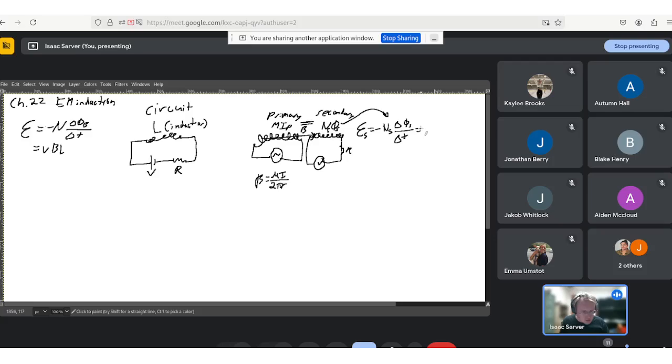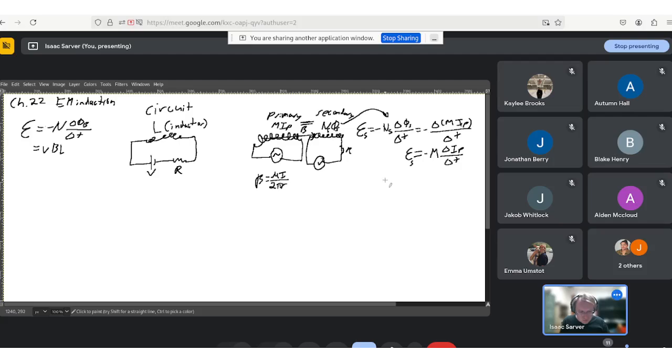And so this turns into minus change of M I primary over change in time. And so M is constant because it's all based off of geometry, so that's minus M change in current in the primary over change in time is the electromotive force in the secondary. Oh, okay.